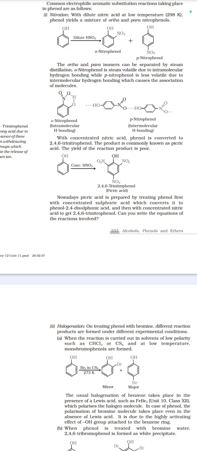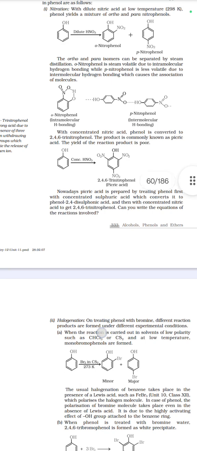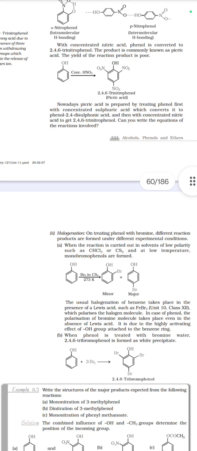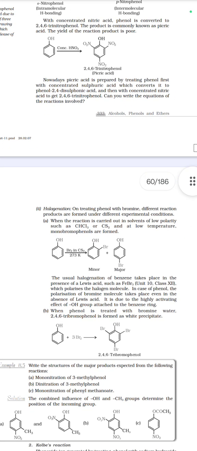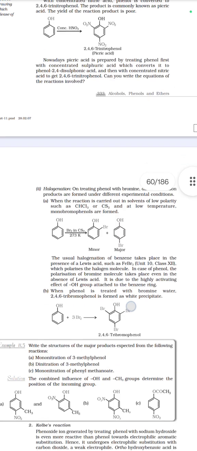Phenol gives 2,4,6-trinitrophenol, picric acid, in the presence of concentrated HNO3. Nowadays, picric acid is prepared by treating phenol first with concentrated sulfuric acid, which converts it to phenol-2,4-disulfonic acid, and then with concentrated nitric acid to get 2,4,6-trinitrophenol. Can you write the equation of the reaction involved?